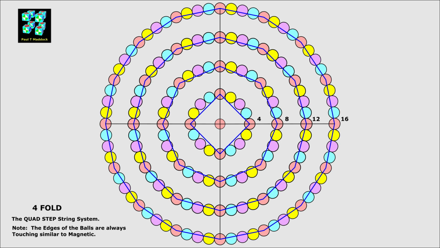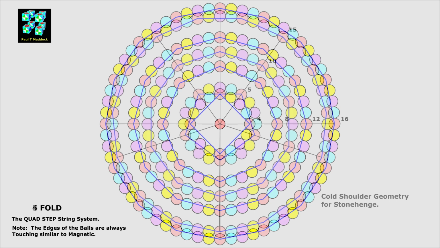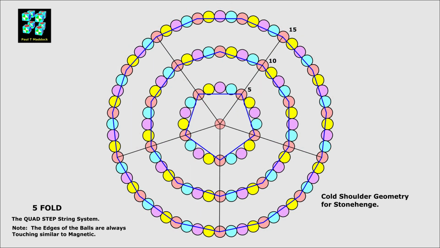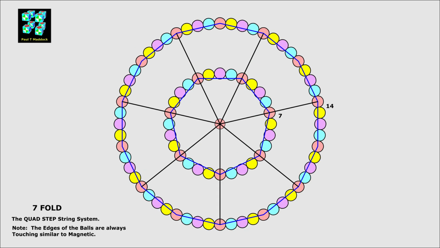Okay, let's go to the 5-fold quad-step polygon setup. Now look at the pentagon in the center. Now we are showing a perfect 20-ball array. Isn't that something? Now I showed in my earlier videos that this 20-ball array is what gives us the B-type DNA. And the 20 balls can give us a perfect helical form. Isn't that something? Okay, now I'm going to take you to the 7-fold.